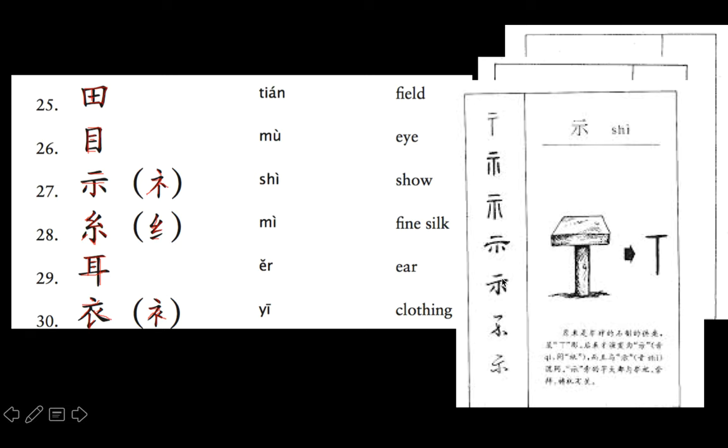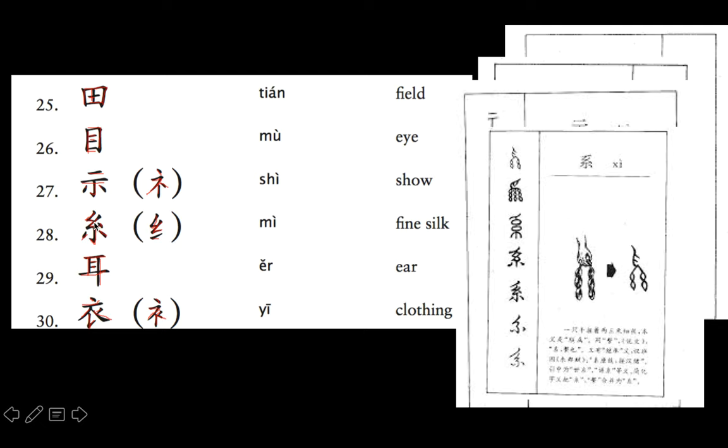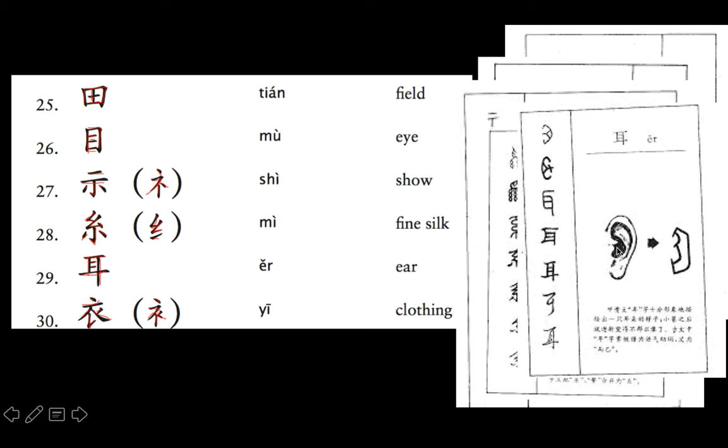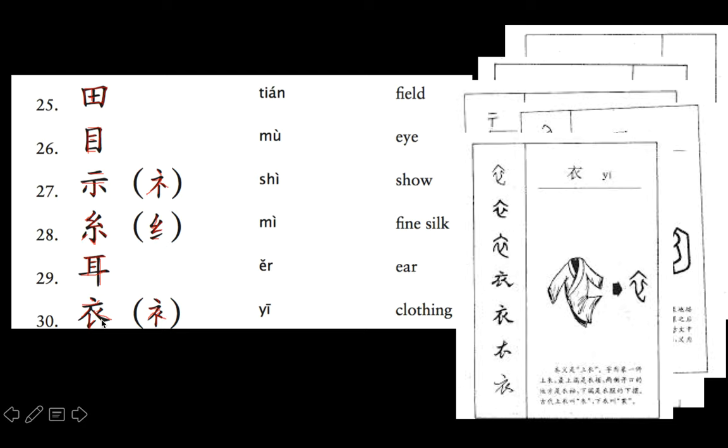细, 密. So 密 means fine silk. Why is that? Because they have silks. On the top, they have little, and on the bottom, so it means fine silk. And this is 耳. It's the shape of your ear. Okay? And this is 衣, means clothes. So this is your arms, and this is your clothes. Okay.